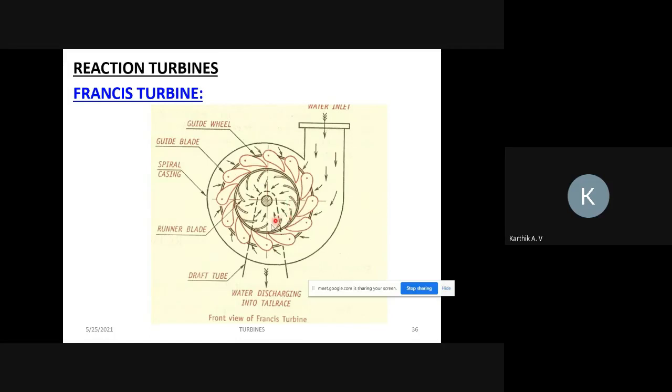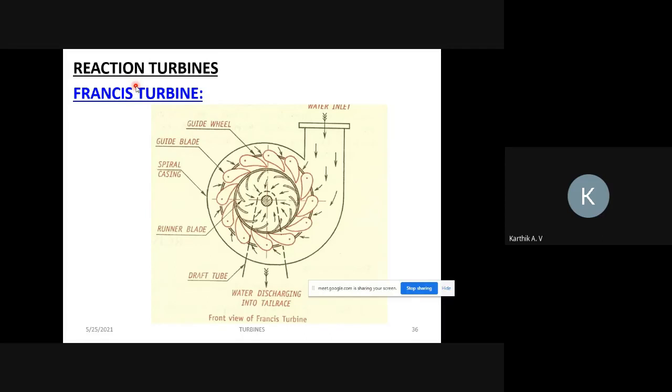So here there is a fixed blade as well as a moving blade. The fixed blade acts as these guide blades, and the moving blade is this one. The moving blade is connected to the runner blade, and the fixed blade is nothing but the guide blades. So it helps to guide the flow of water into the runner blade. So here water is not directly hitting the blade.